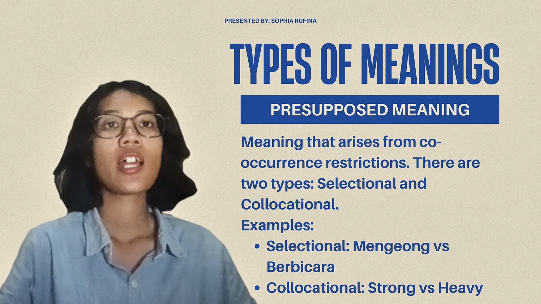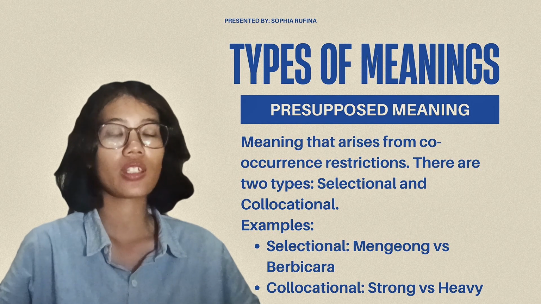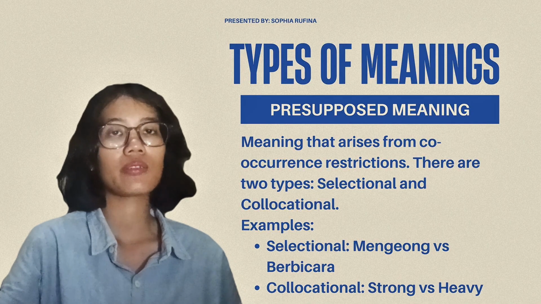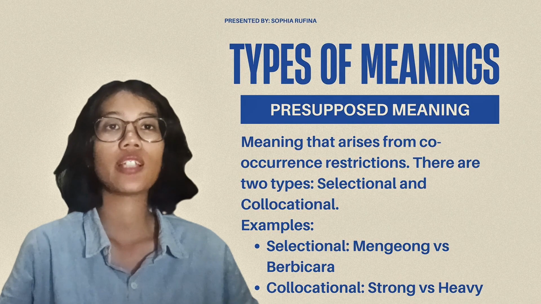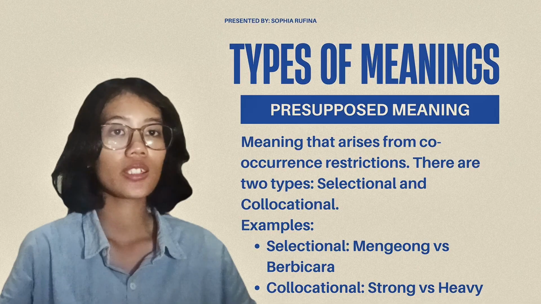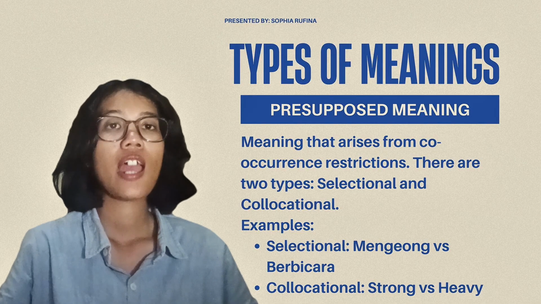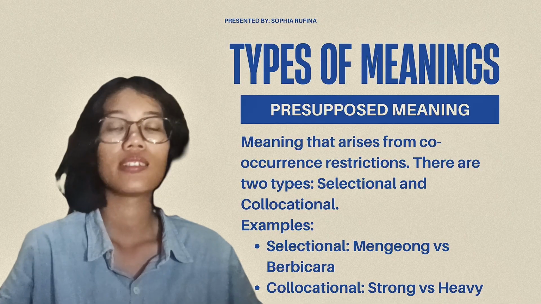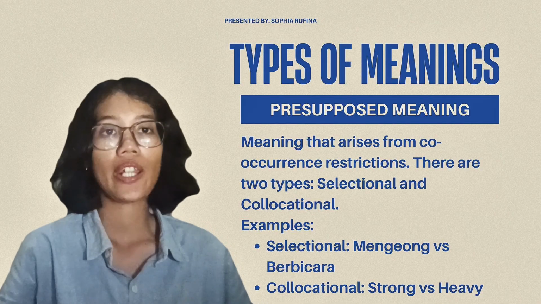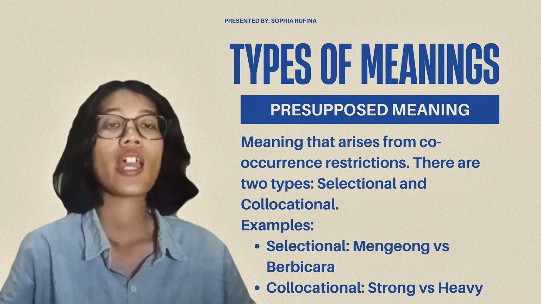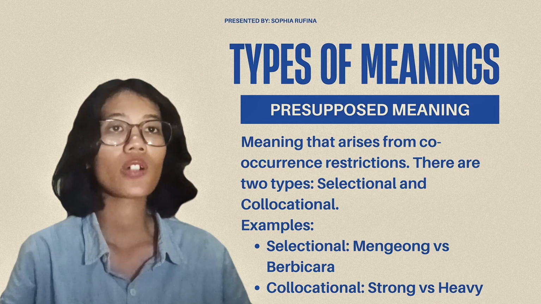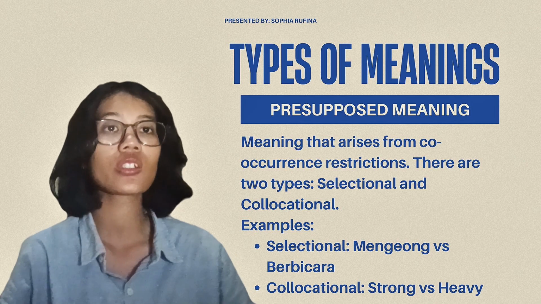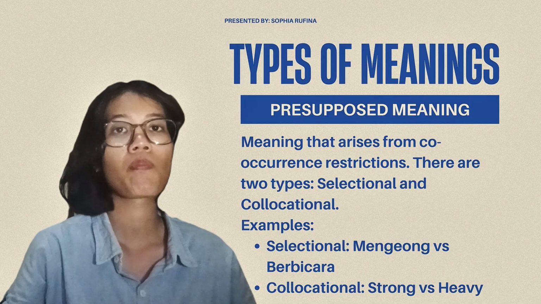Collocational restriction is based on common usage. For example, strong versus heavy. In English, we say strong tea, not heavy tea, and heavy rain, not strong rain. If you say heavy tea or strong rain, people will understand you, but it sounds very unnatural.